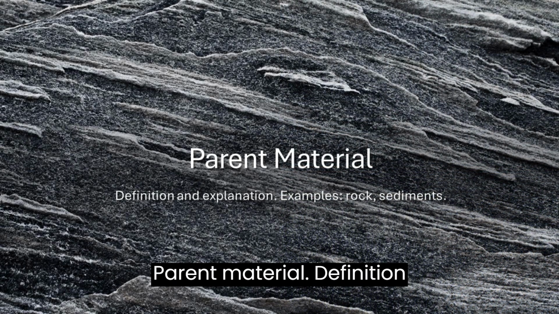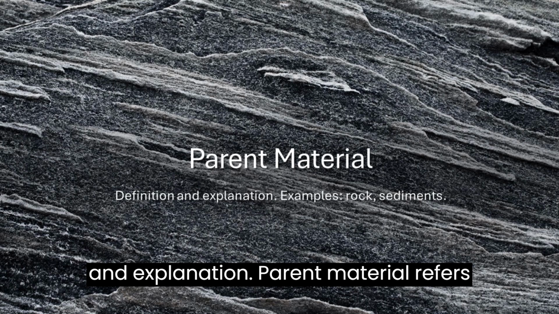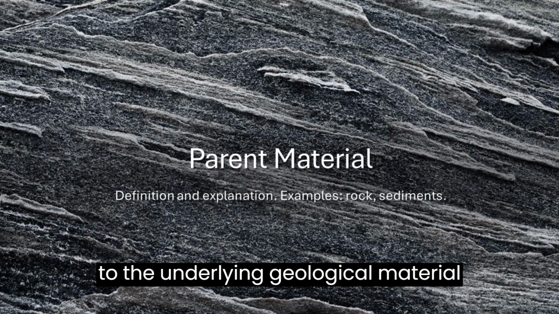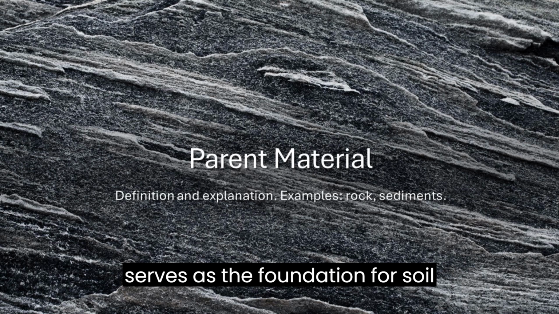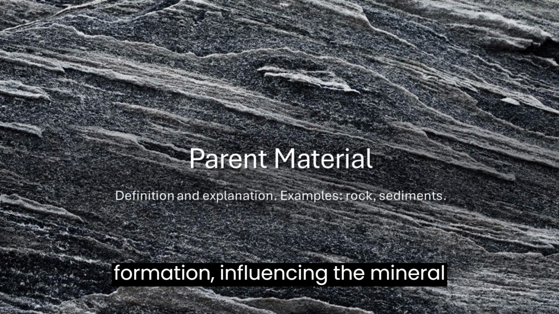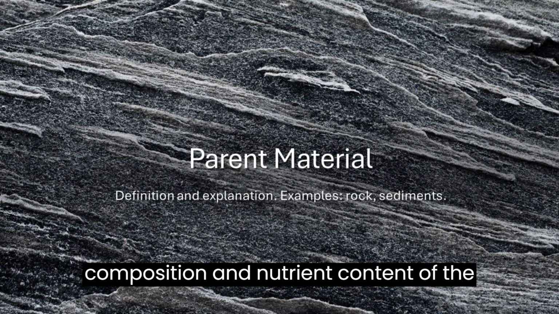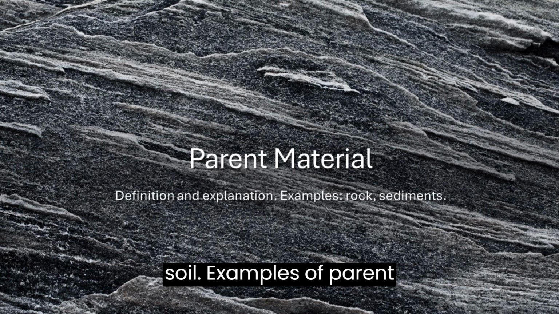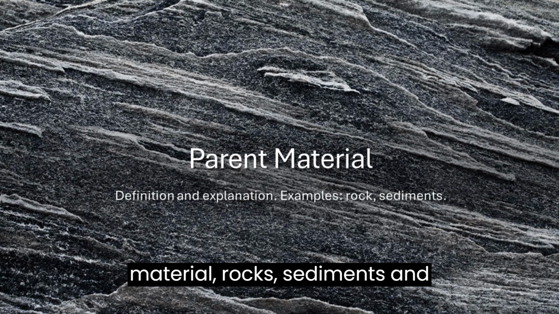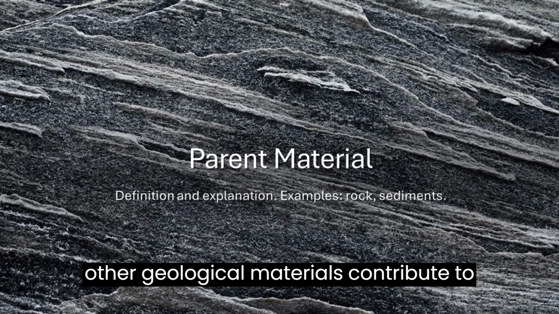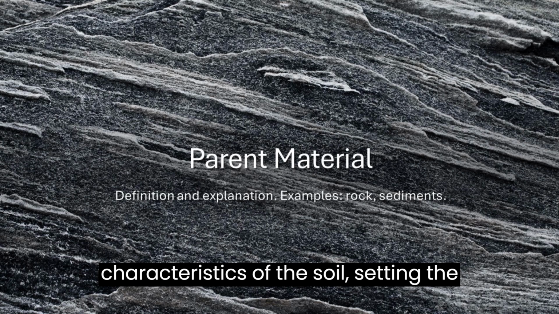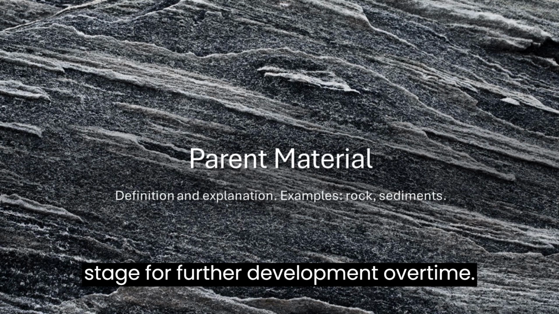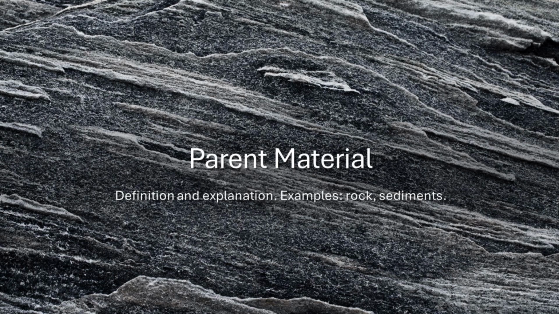Parent material. Definition and explanation. Parent material refers to the underlying geological material from which soil horizons develop. It serves as the foundation for soil formation, influencing the mineral composition and nutrient content of the soil. Examples of parent material: rocks, sediments, and other geological materials contribute to the creation of soil. The type of parent material determines the initial characteristics of the soil, setting the stage for further development over time.